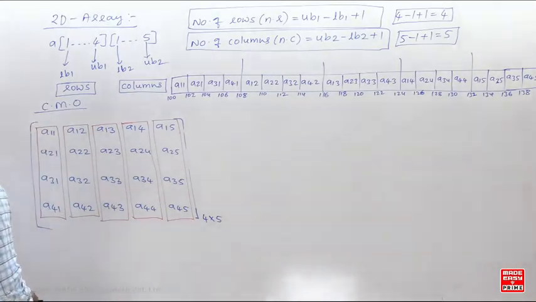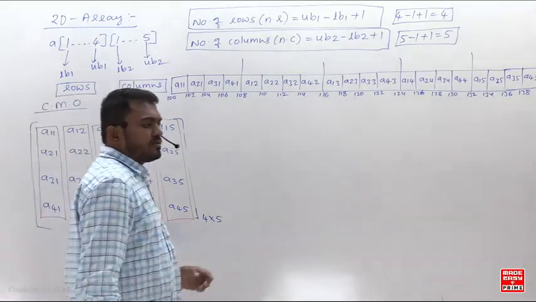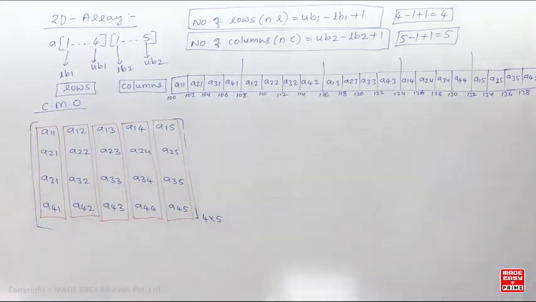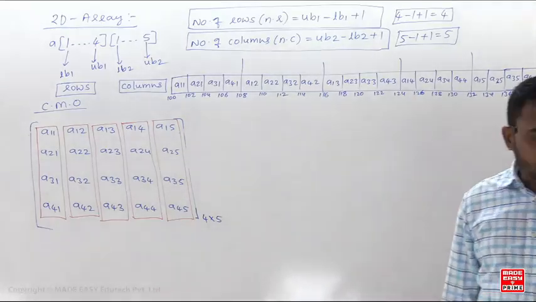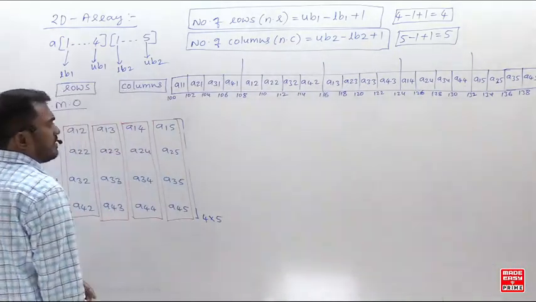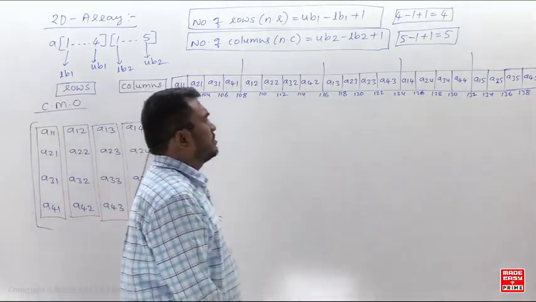So this is the column major order. Copy it, all of you. We are storing column by column. Just understand here. Copy it, all of you. Speed up.